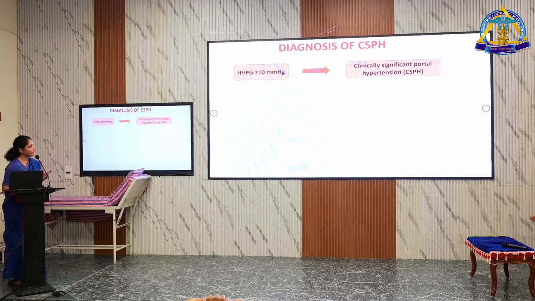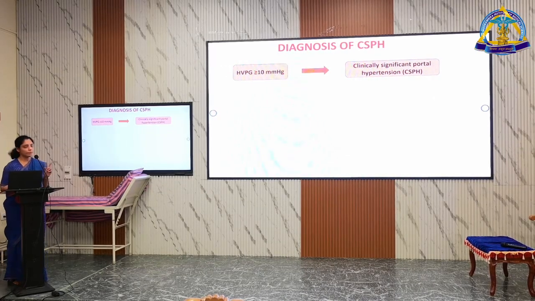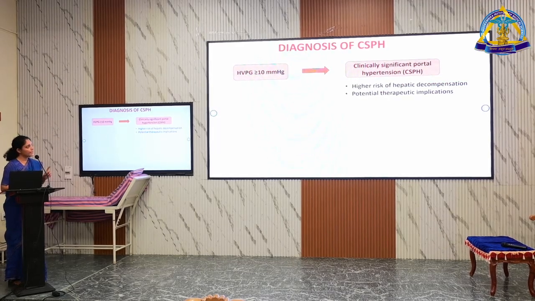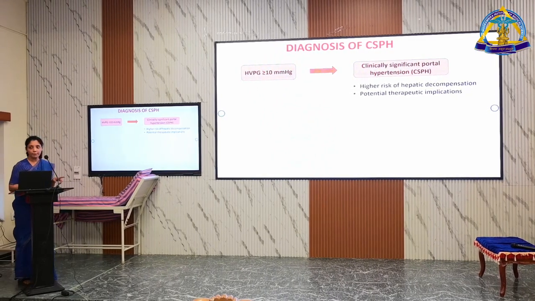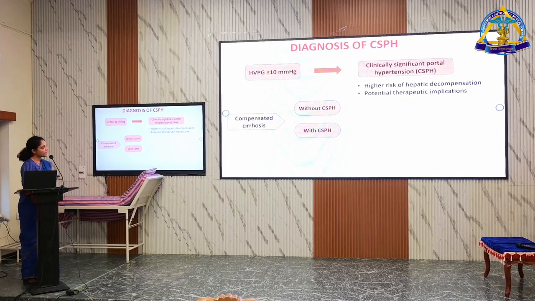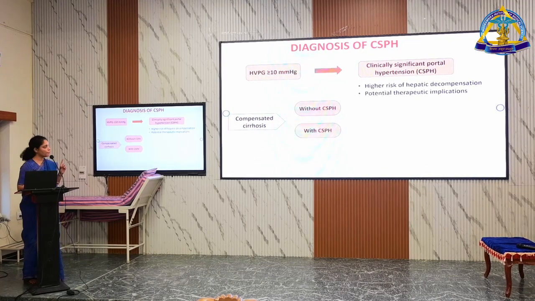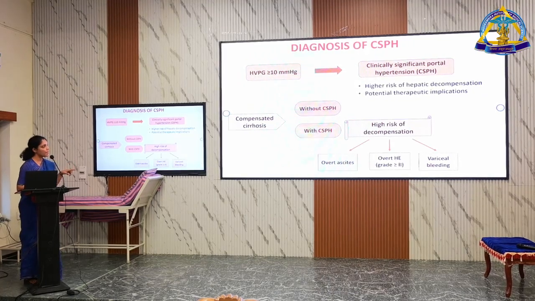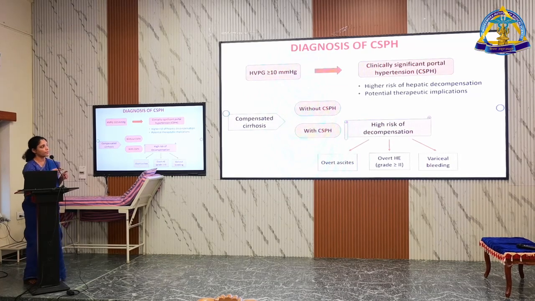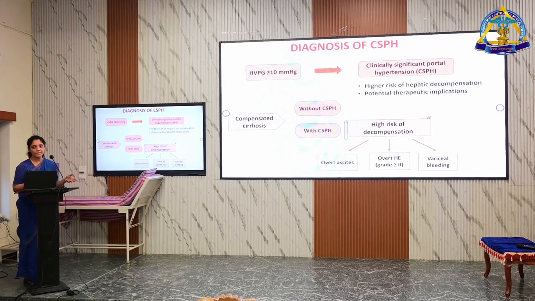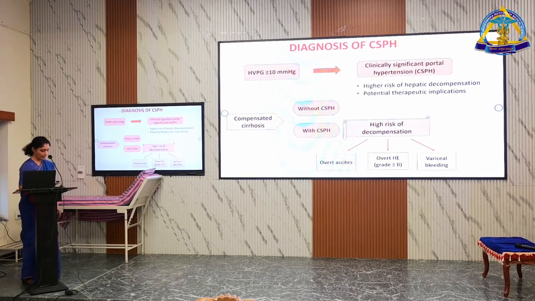So how do we diagnose clinically significant portal hypertension? It is HVPG being more than or equal to 10 millimeters of mercury. So there is a higher risk of hepatic decompensation, and this is a stage where we have potential therapeutic implications. In compensated cirrhosis there can be two stages: the patient can be with clinically significant portal hypertension, or without CSPH. Once the patient has clinically significant portal hypertension, the patient definitely has a high risk of decompensation in the form of ascites, hepatic encephalopathy, or major bleeds.